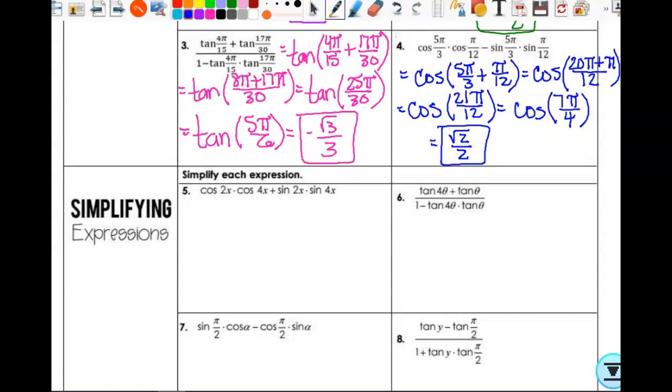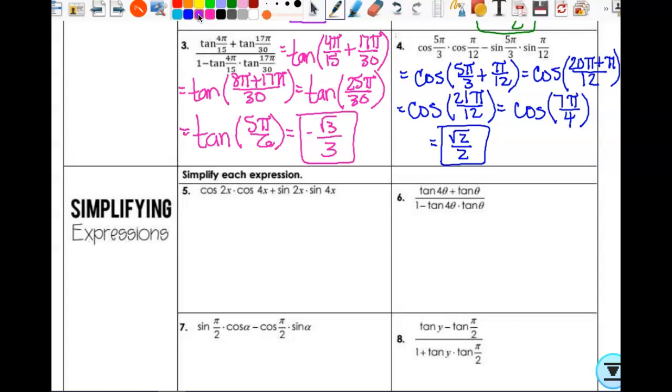What questions you got? Okay, so those asked us to condense them and then find a specific value, so we were able to get a number from that. Now we're going to simplify them. Sometimes when you simplify, you can get something like 1 or 2, a number, but more often than not, it's some sort of single trig expression. So either way, we're not solving. There's nothing to solve because there's no equal sign, and I don't have an actual unit circle value to use here.